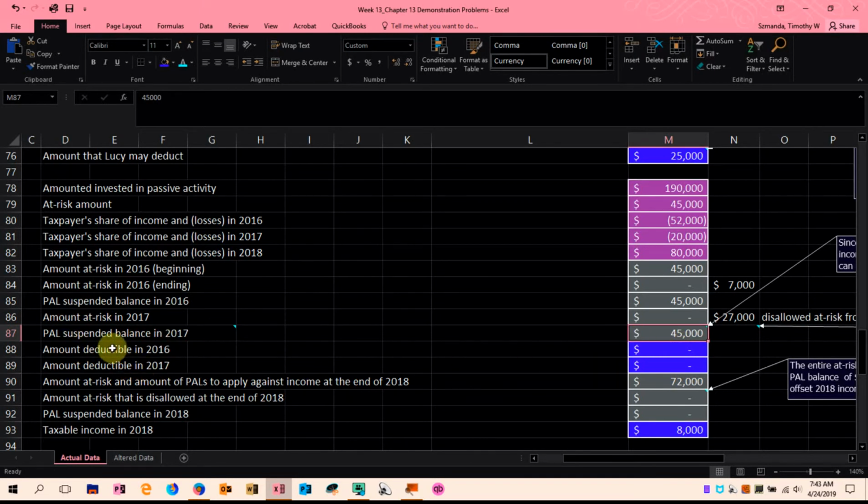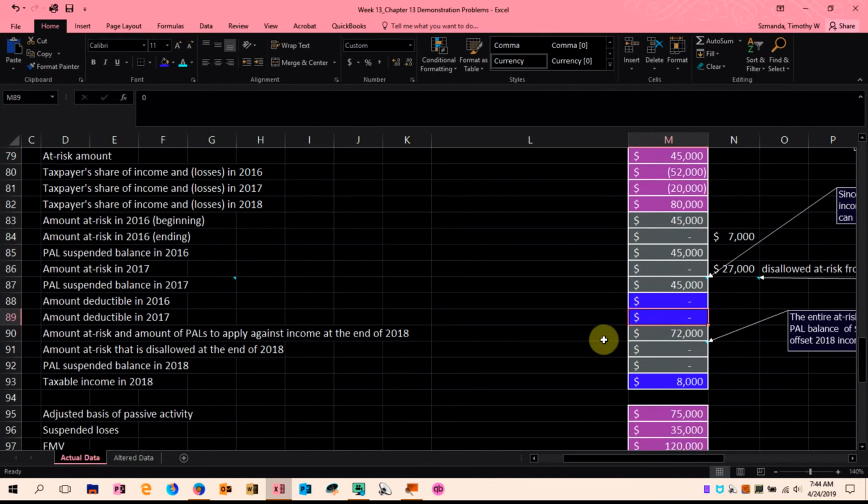So now, dealing with some of the questions that we have to address in this problem, what is the amount deductible in 2016? There's nothing deductible in 2016 because, as we said, although $45,000 in 2016 made it through the at-risk test, unfortunately, there was no passive income to offset against the losses. So the entire $45,000 was suspended. Therefore, 0 losses are deductible. And the same is true in 2017. All right, so we have 0 for the answers to 2016 and 2017.